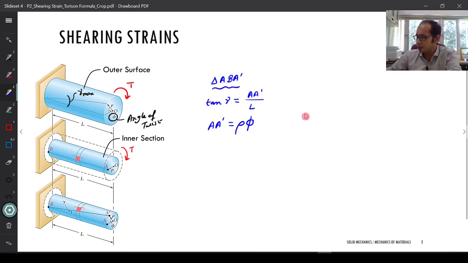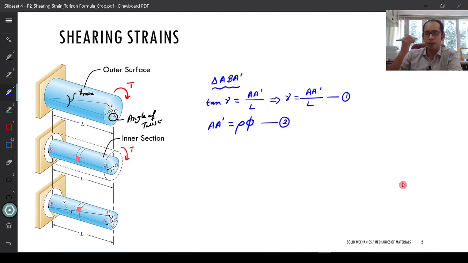Now, if you see this first equation, for small angles, in this course we are primarily dealing with small deflections and small angles. So for small angles, tan gamma becomes equal to gamma. So I can write gamma equals A prime divided by L, right? Now, if this is my relationship 1 and this is my relationship 2, I can utilize both these relationships. Essentially, I can substitute A prime in relationship 1. I can write it as gamma equals rho phi divided by L, right?